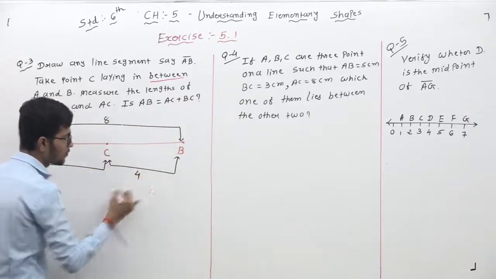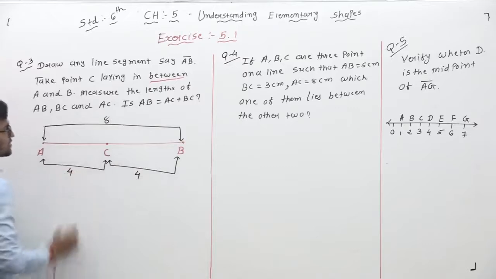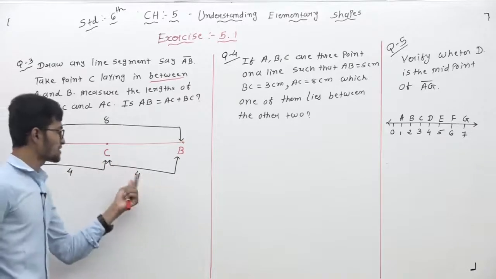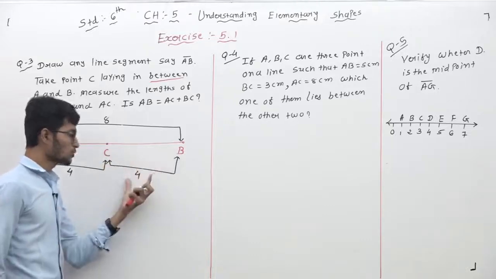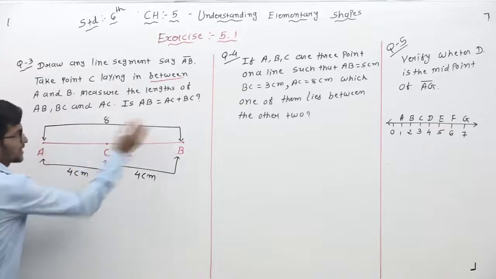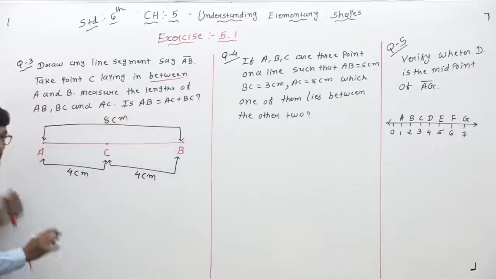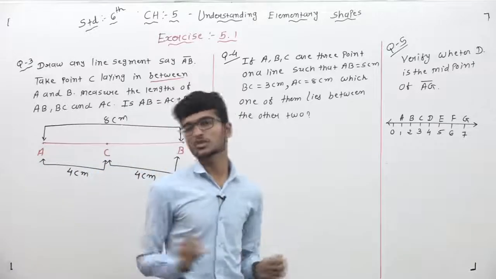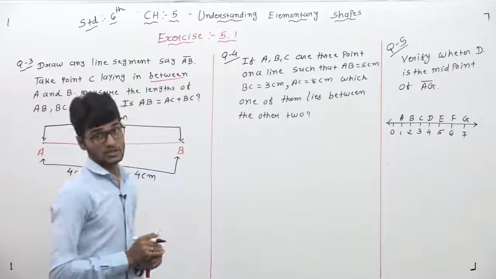Here the distance is 4 and this one is also 4. Suppose this one is the midpoint, it means suppose C to B distance is equal to 4 centimeter and this one is also 4 centimeter, and A to B total is 8 centimeter. Suppose you can measure in your own way using a ruler or divider.